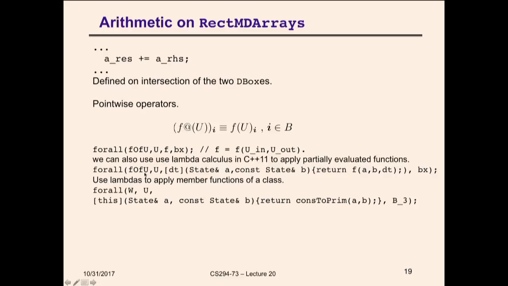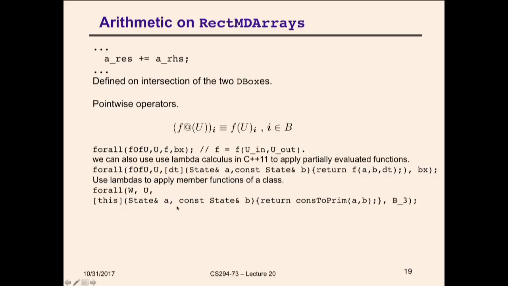For all f of u, u, so again, this is the output array, this is the input array. What corresponds to a function here? Well, this expression here is a lambda expression that says, take this function, evaluate it at this value here, and think of it as being a function that takes these two arguments. And then we evaluate it over the box.